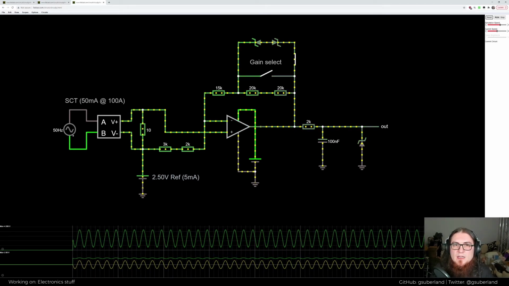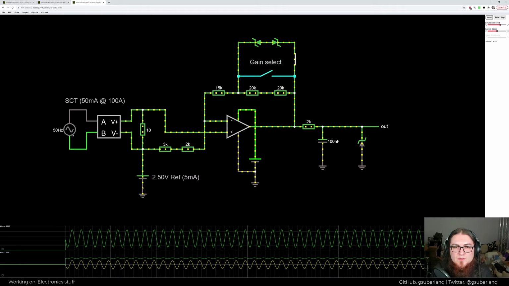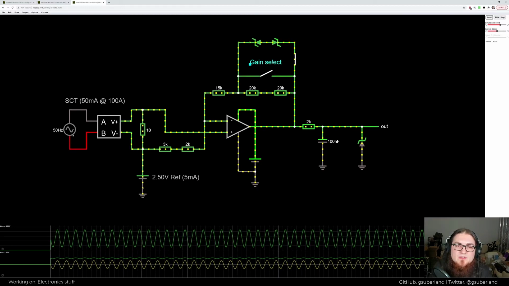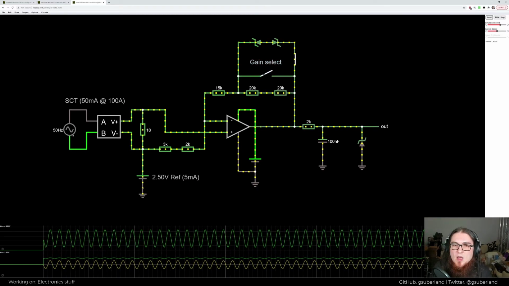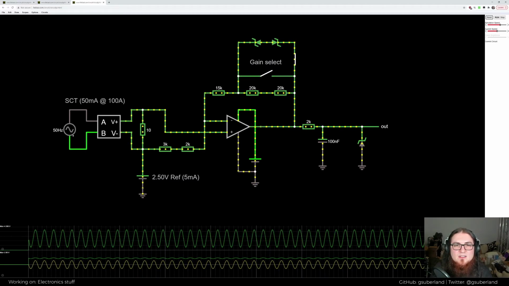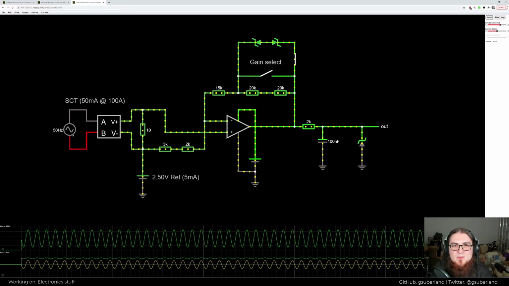So I'm still sort of looking into alternative options for having this switching. I may well not do automatic switching at all. I may just have it as a manual selector. But I thought this was quite a neat little exploration of leakage current and a way to simulate that leakage current.